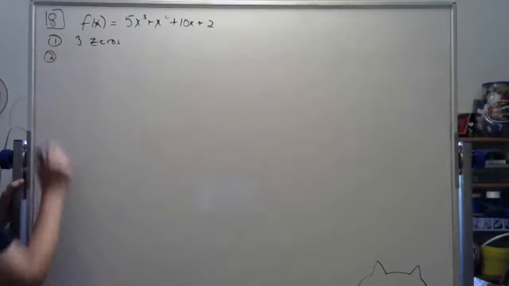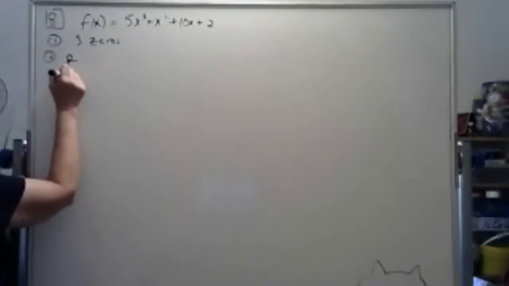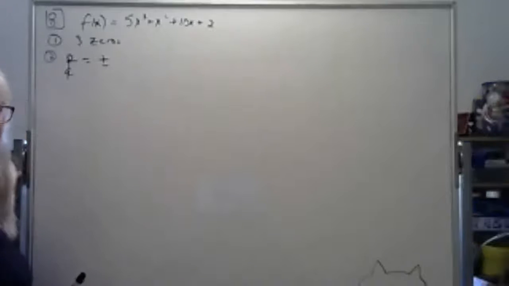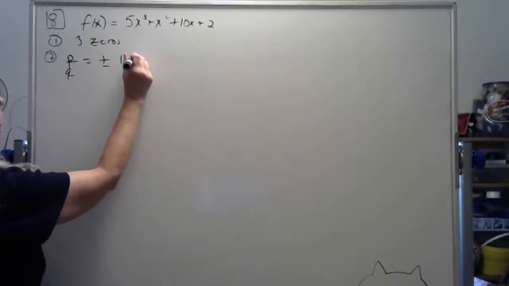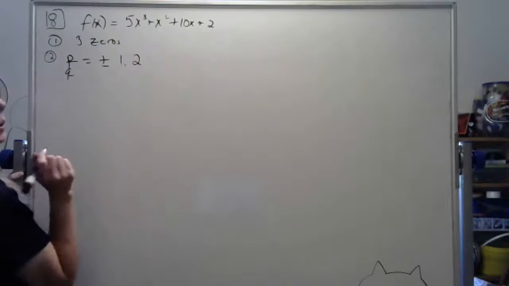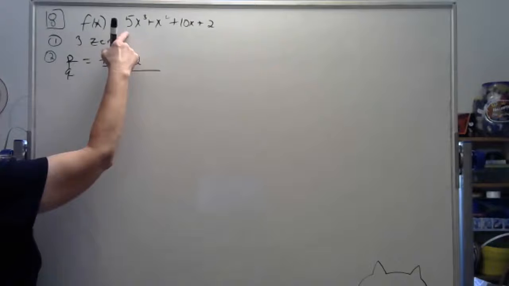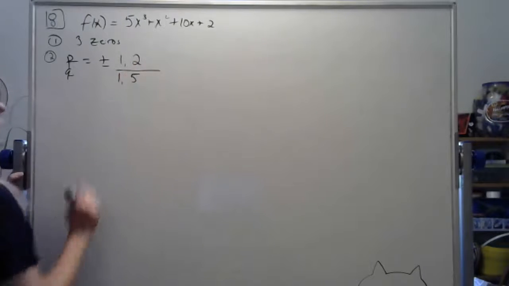Okay, step 2 is my P over Q list. This time it's a little more ugly. Okay, P is the last number. What are all the numbers that divide evenly into 2? 1 and 2. We do have a Q this time. It's our 5. So what are all the numbers that divide evenly into 5? 1 and 5.